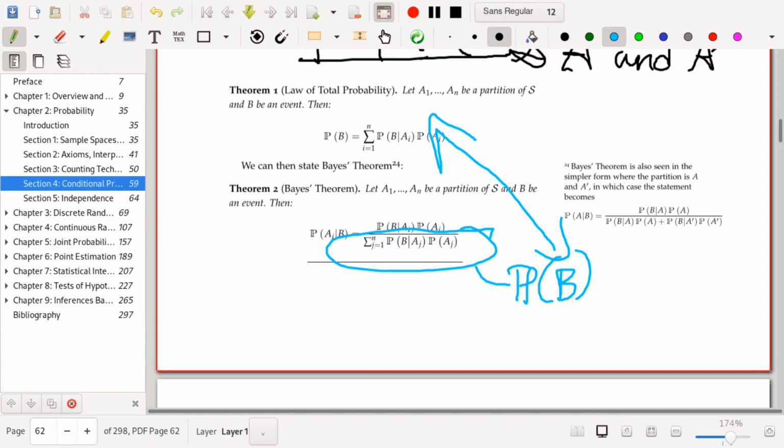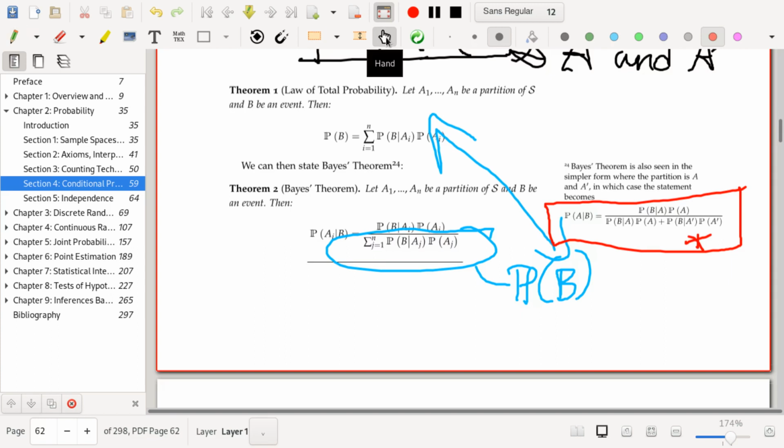Now, that said, this is the general form of Bayes' theorem, but most of the time what you need is the form in this footnote, where the probability of A given B is equal to the probability of B given A times the probability of A, divided by the probability of B given A times the probability of A, plus the probability of B given A complement times the probability of A complement. This part in red is what's very frequently placed in textbooks, and it's probably most of the time what you need. Just be aware, though, that it can be generalized to general partitions of a sample space.